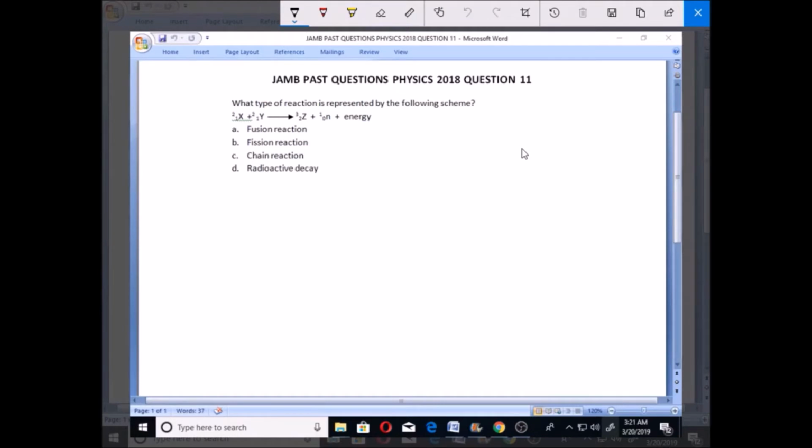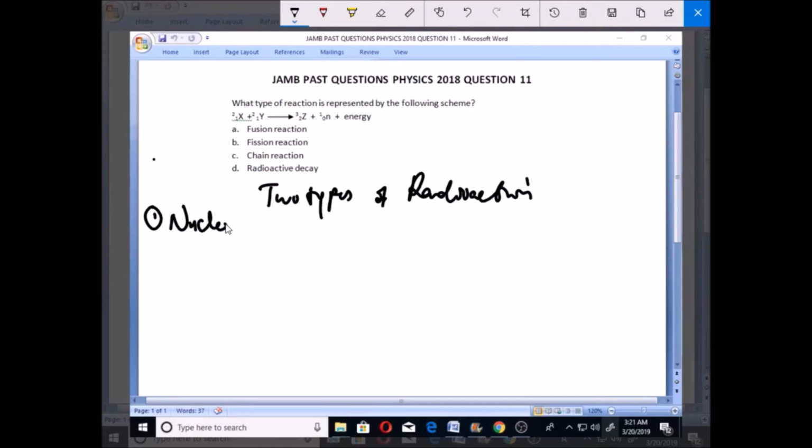So how do we go about solving this? Now, for us to be able to handle this well, we have to note that there are two types of radioactivity, or two types of nuclear reaction. And those two types are, one, what we call nuclear fission, and number two, what we call nuclear fusion. See the two names, fission and fusion.